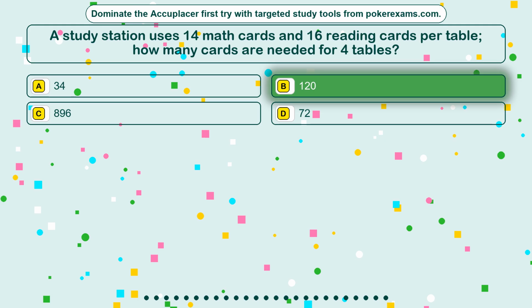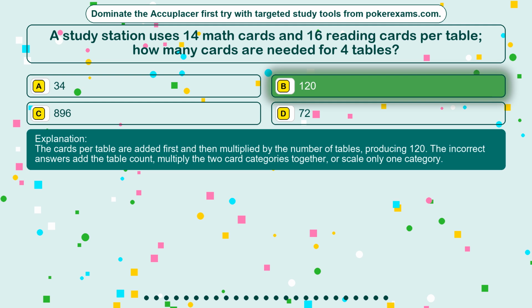The correct answer is option B, 120. The cards per table are added first and then multiplied by the number of tables, producing 120. The incorrect answers add the table count, multiply the 2 card categories together, or scale only one category.